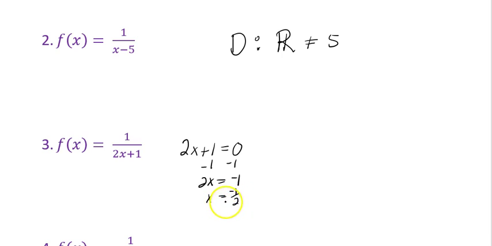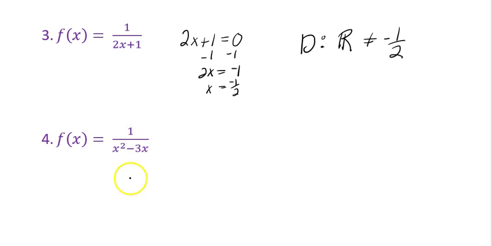This is what makes this one a little bit harder, because you have a fraction. But again, think about it. If I did 2 times negative 1/2, I would get a negative 1. Plus 1 would be 0. So my domain can be everything not equal to negative 1/2.